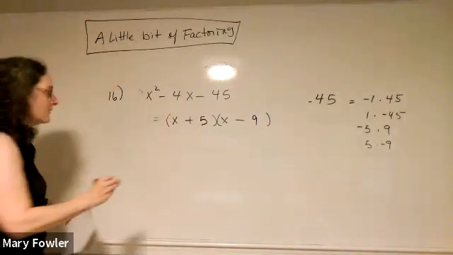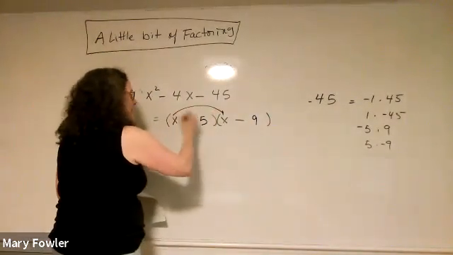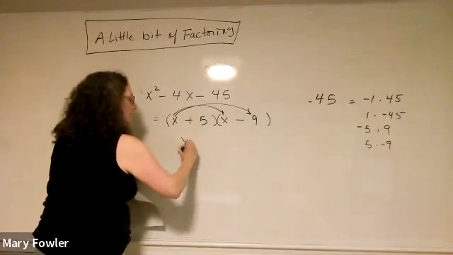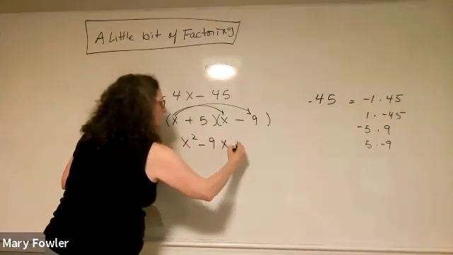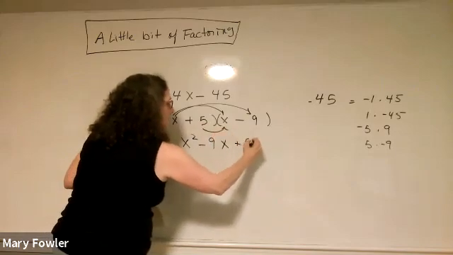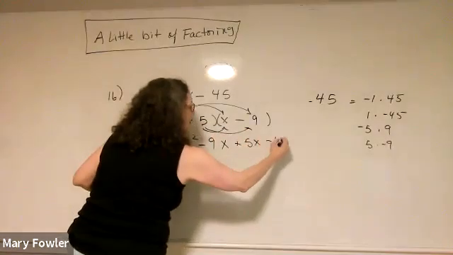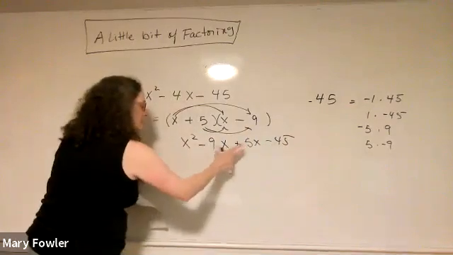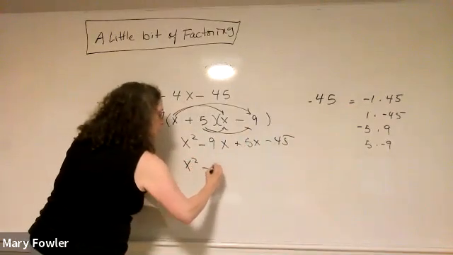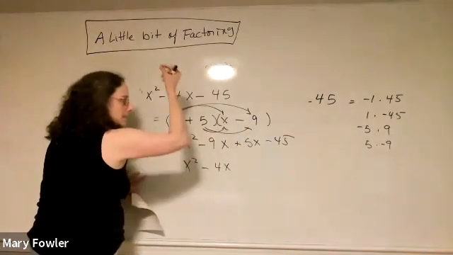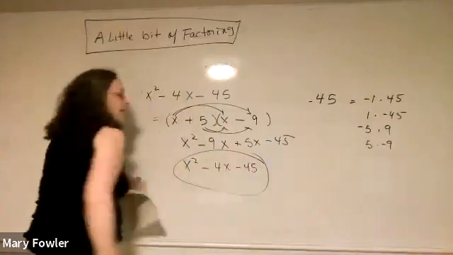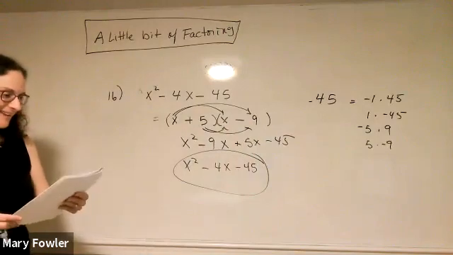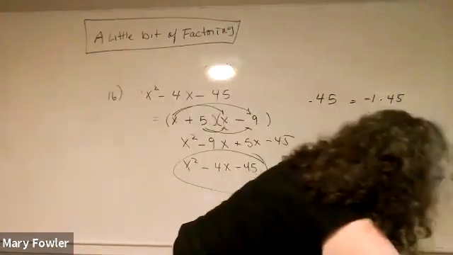To convince yourself, we should multiply it out. x squared minus 9x plus 5x minus 45. And you can see that the center terms, the cross terms, combine to get to your minus 4. And we have checked our factoring. All right, great. Moving on to the next.